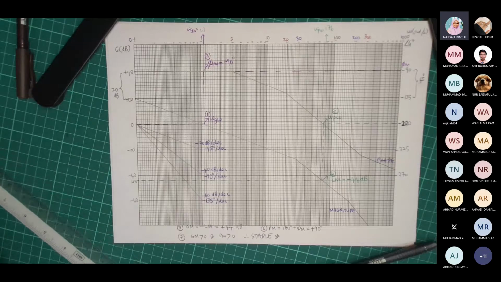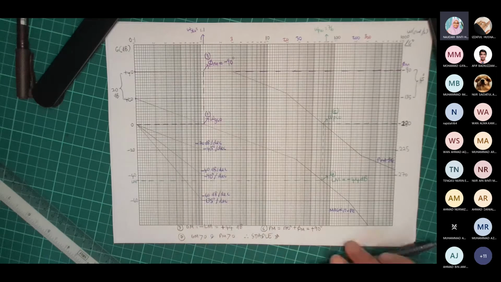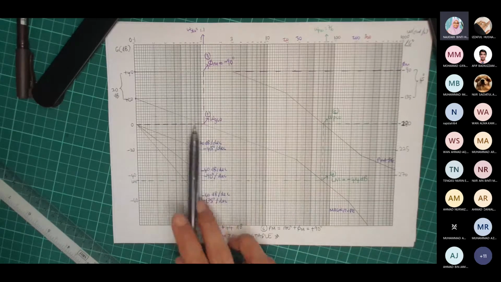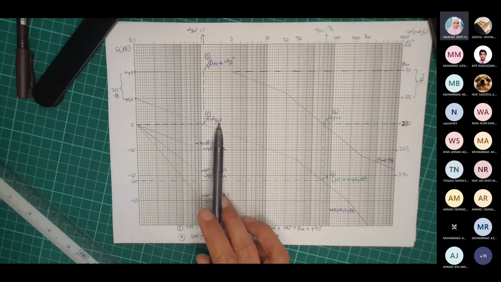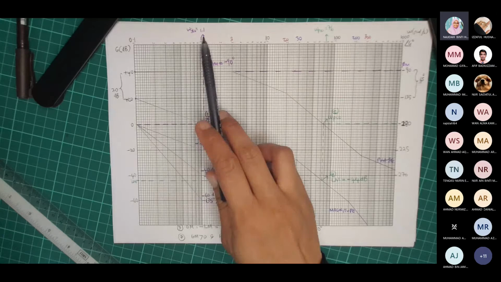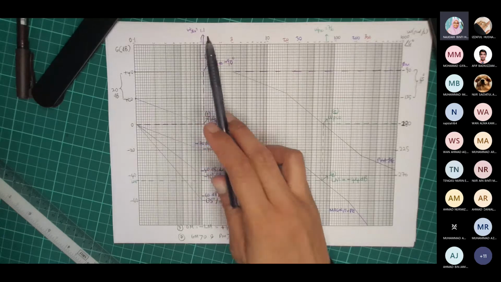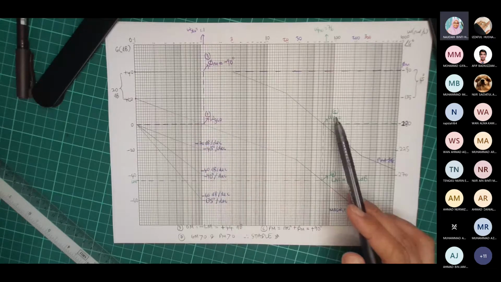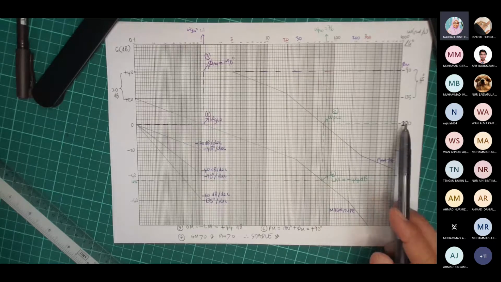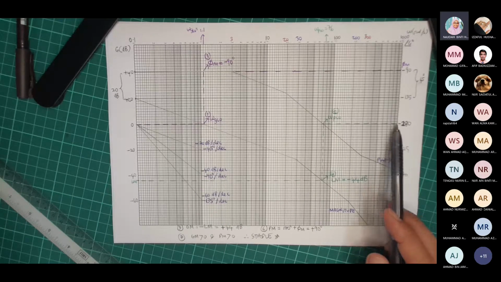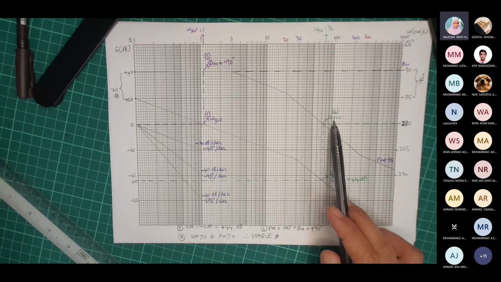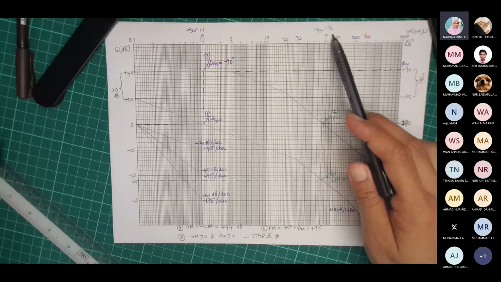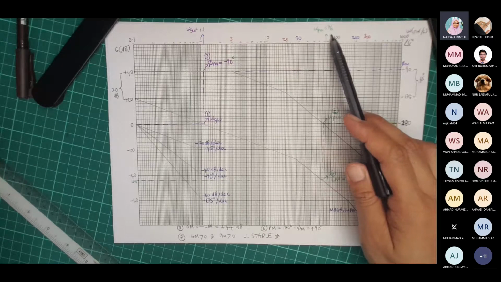If the question asks you to determine the stability, this is the step. Step number 1, from the magnitude plot at 0 dB, determine the gain crossover frequency. In this case, our gain crossover frequency is 1.1 radian per second. Step number 2, from the phase plot at negative 180 degree, determine the frequency, which is the phase crossover frequency. In this case, my phase crossover frequency is 76 radian per second.